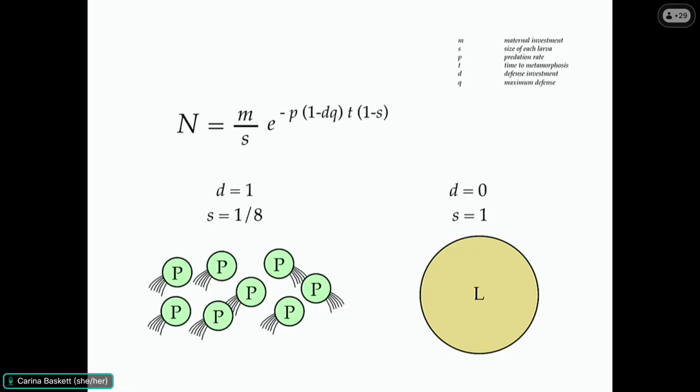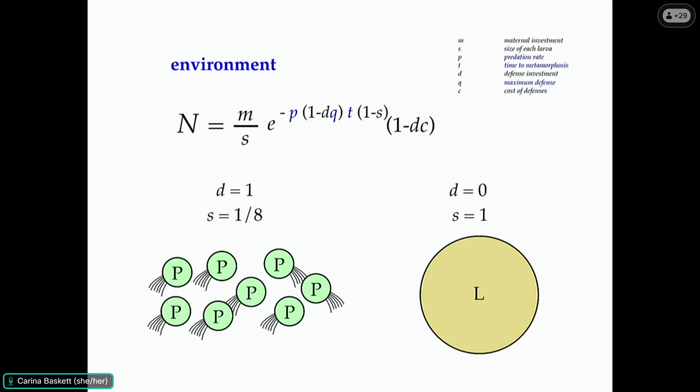defenses don't come for free. If you're investing in defenses, you're making fewer offspring. And so we're going to scale the number of offspring a little bit by the cost of defenses. And that cost of defenses is some fixed thing that we can then multiply by the investment that is being made in defenses. And so we're left with this kind of model of how many offspring we expect in the lecithotrophic case and how many in the planktotrophic case.